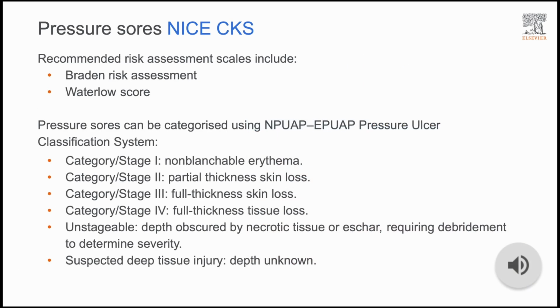There are two commonly used risk assessment tools for predicting pressure sore development. The first is the Braden Risk Assessment Scale, which evaluates factors like sensory perception, moisture, activity, mobility, nutrition, and shear. The Waterloo score considers weight, skin type, age, continence, and mobility, along with special risk factors such as tissue malnutrition.